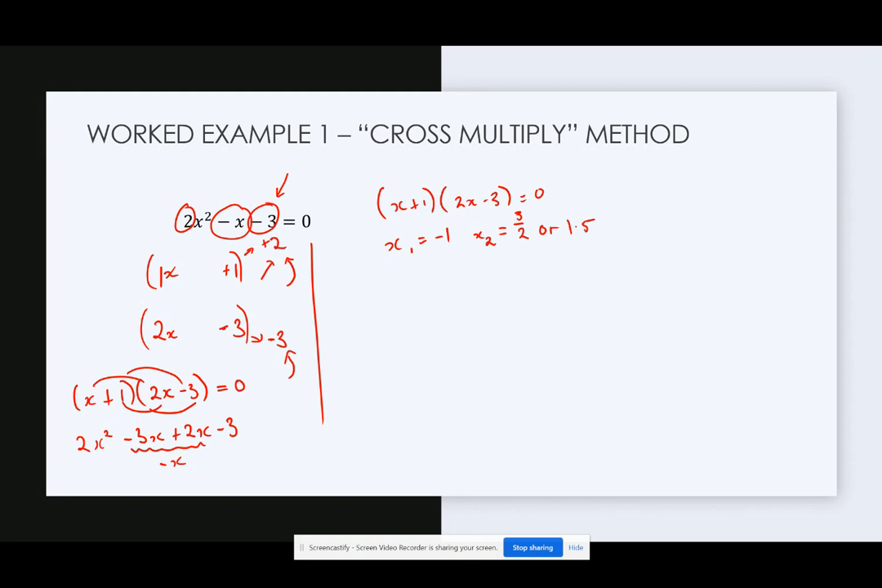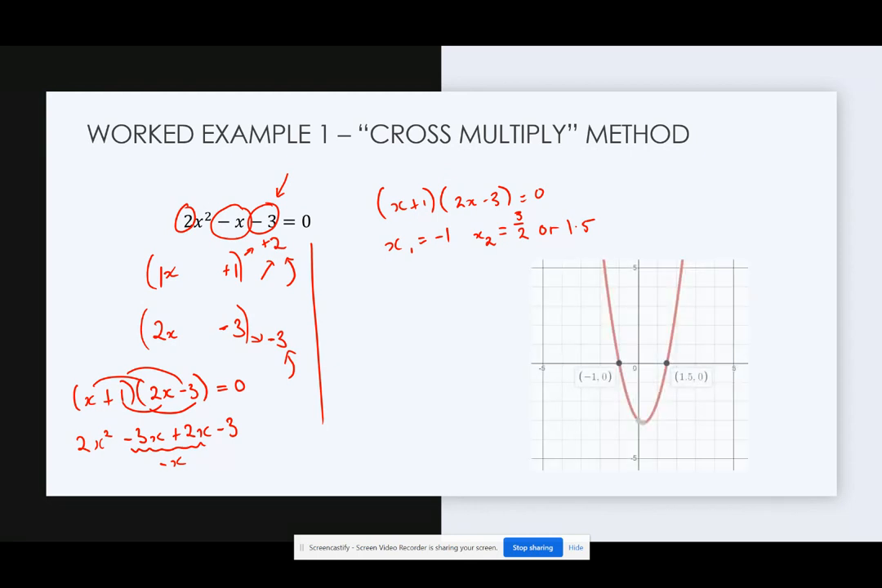Now let's verify that solution by looking at Desmos. So in Desmos here, I have graphed my original quadratic of 2x squared minus x minus 3. And as we can see, these are my two roots, or solutions, which are at -1 and +1.5, which match up with my two solutions that I found manually.